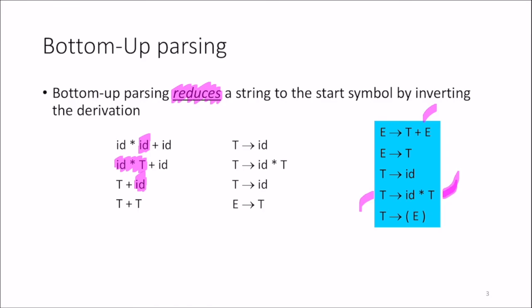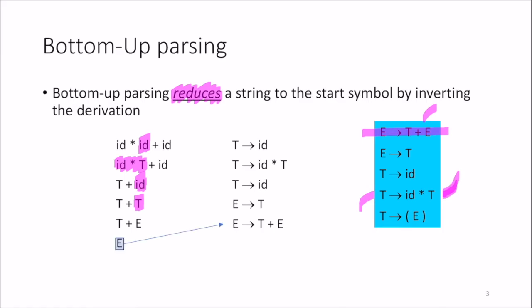So I can use the E goes to T rule and replace this T with an E. I get T plus E. And I can use this first rule over here and replace that with an E. And E here is the start symbol. So by convention in a context-free grammar, the first rule is assumed to be the rule for the start symbol. So in this case, we are assuming that E is the start symbol. And we've gotten to E, and so therefore this input string id times id plus id is recognized by this grammar.